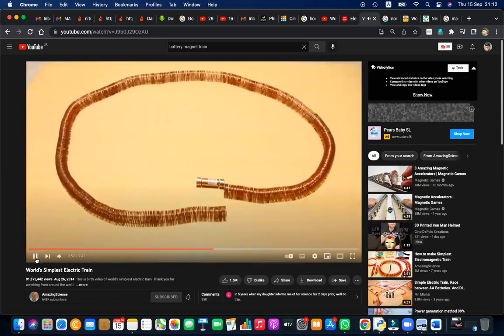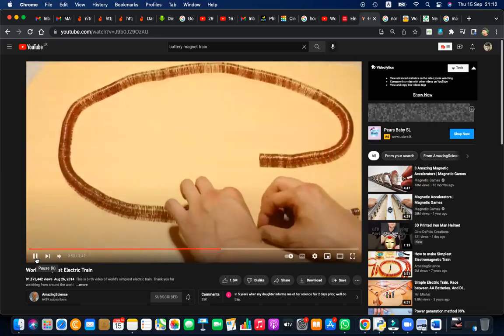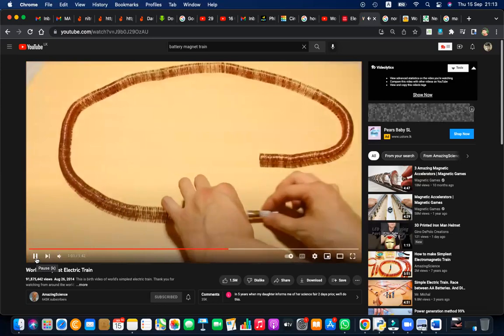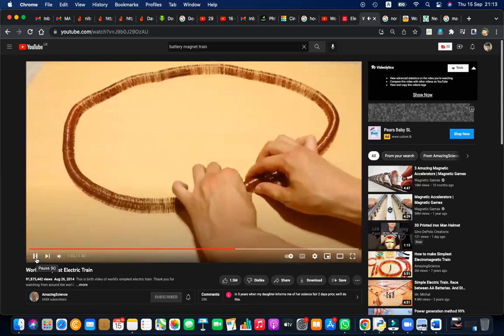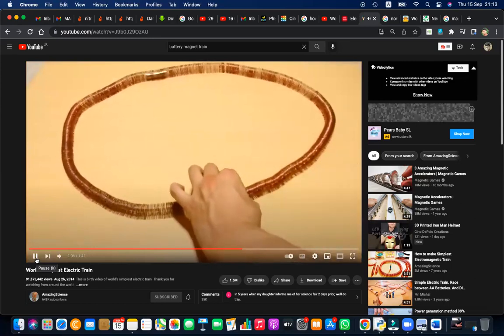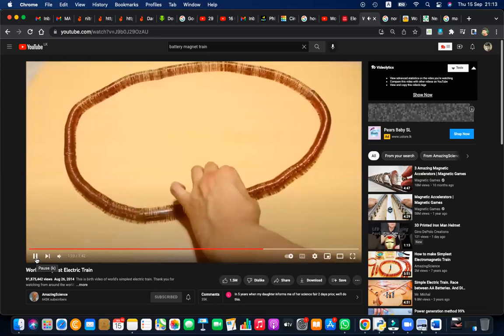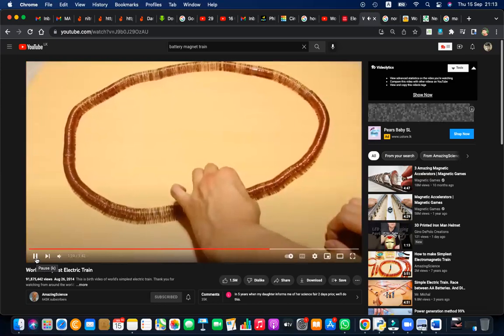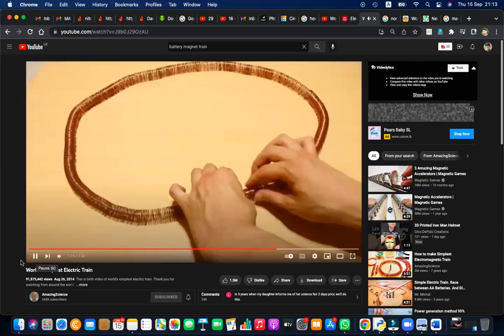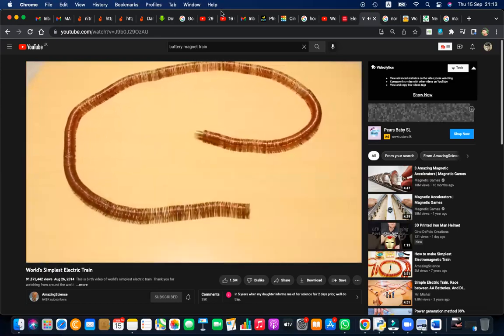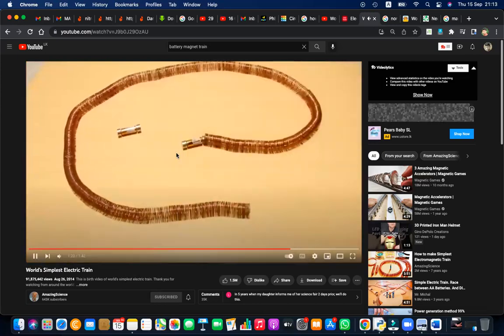Okay, so this is an interesting thing. You can also do this. Now 2 trains. Okay, what is the theory? How does this happen?